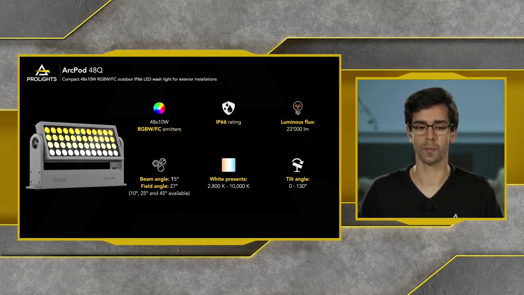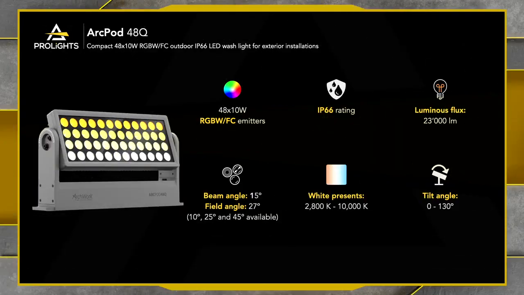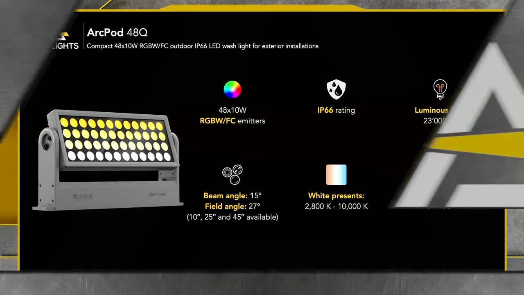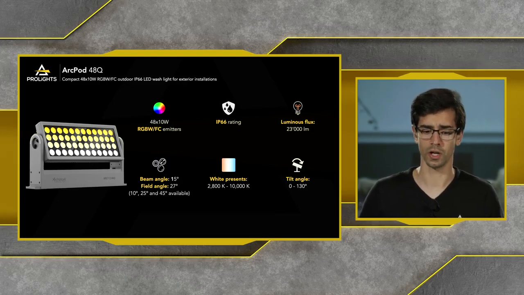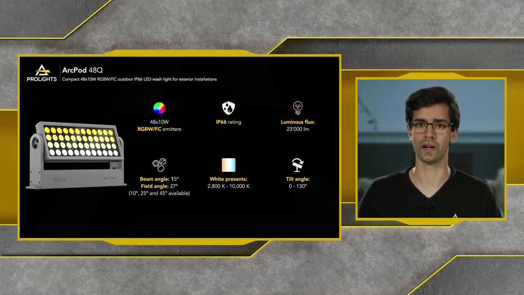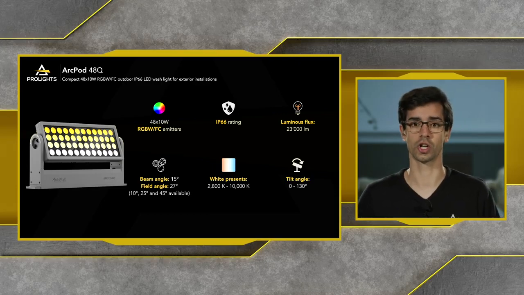So next up, we've got the ArcPod 48Q. This is a very popular unit for us. Again, that's the same wattage, so 10 watt emitters, this time times 48. As you'll see the trend, for each ArcPod, the number refers to the number of LEDs, the number of emitters that these units have. Also IP66 rated with a luminous flux of 23,000 lumens. Field angle varies a little bit from the previous unit, so from 15 degrees to 27 degrees, same wide presets with the optics, the 10 degree, 25 degree, and 45 degree optics available. That's very easy to change as well.